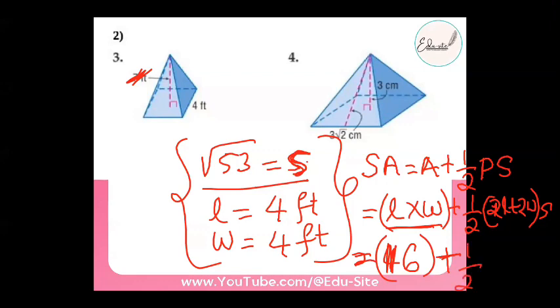Plus half. Can you see the screen? Yes, I can see the entire screen. Half into what is 2L plus 2W? We need 4 plus 4 plus 4 plus 4. The perimeter of base, right, beta? So what is it in total, beta?